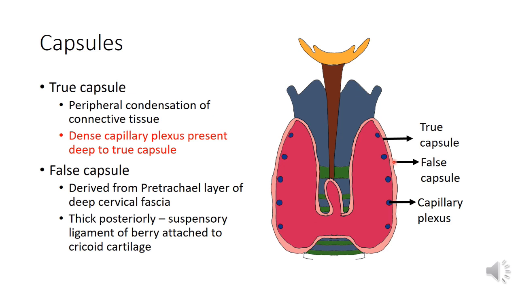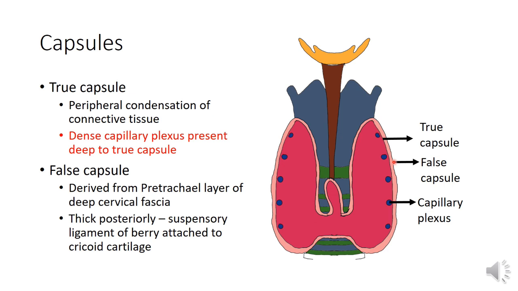The deep cervical fascia and its layers will be dealt with in some other class. And the false capsule, which is derived from the pretracheal layer of deep cervical fascia, is thickened posteriorly, and this thickened portion is called suspensory ligament of Berry, and it is attached to the cricoid cartilage. This is the one structure which holds the thyroid gland in position.